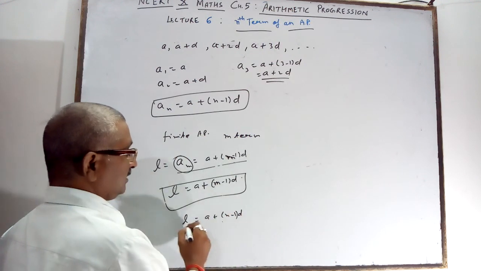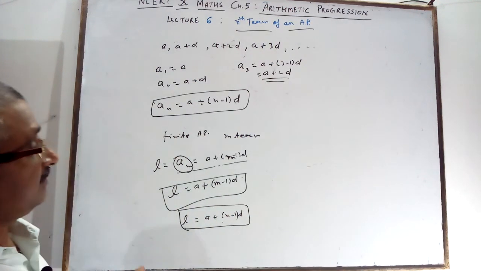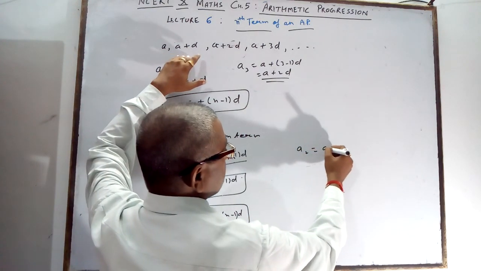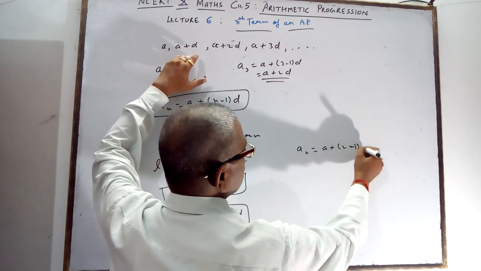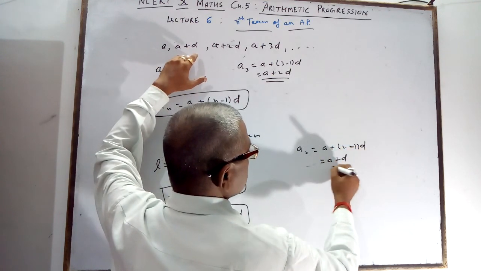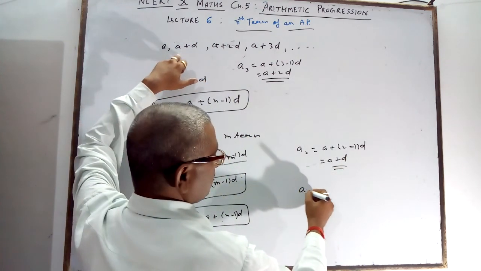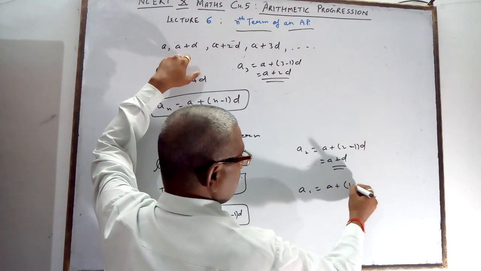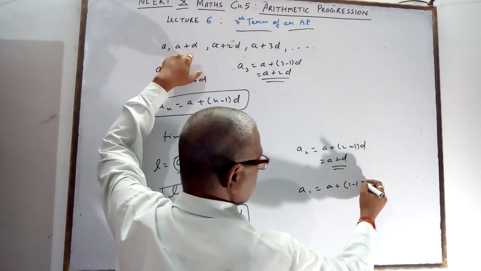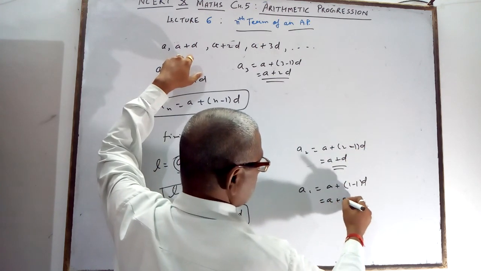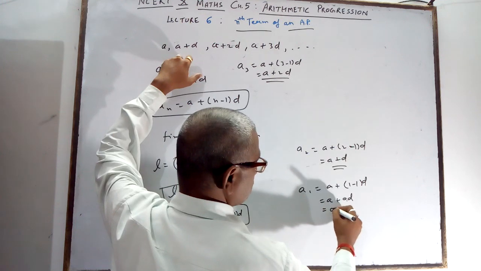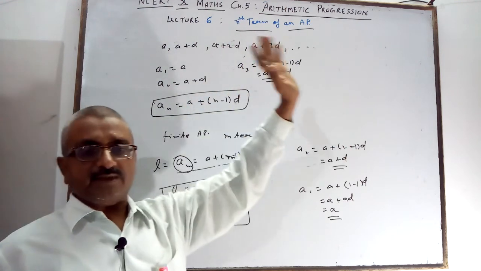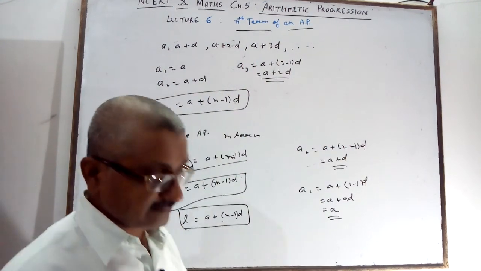n or m both are the number of the term. It is called the general formula. If you want the second term of an AP, then you write a plus (2 minus 1) into d, that is a plus d, which you know in the general form. If you want the first term, by this formula you get a plus (1 minus 1) into d, that is a plus 0d. 0 into d is 0, so your first term is a. So any term, first, second, third, fourth, fifth, hundredth, thousandth, you can calculate by this.